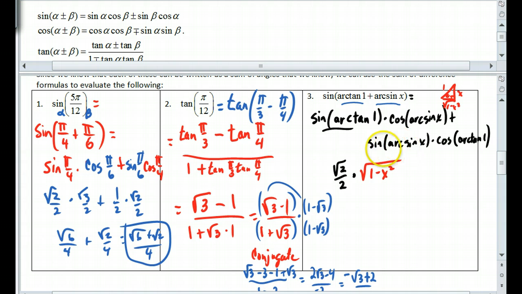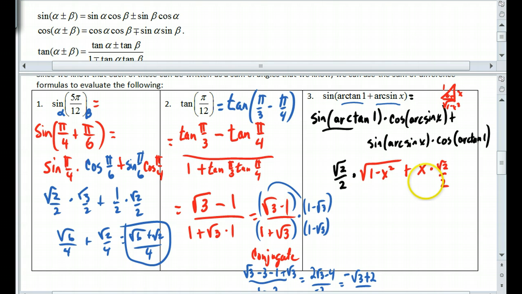Inverse functions kind of wipe each other out. You got to be careful of domain, though. I did not state the domain here, but x does have to be between negative pi over 2 and pi over 2 to make this work. So that's the only consideration. But I'm going to go plus, and I'm going to assume that that's true. This is going to be x. And then this one, arctan of 1, once again, is pi over 4. And then the cosine of that would be square root of 2 over 2.